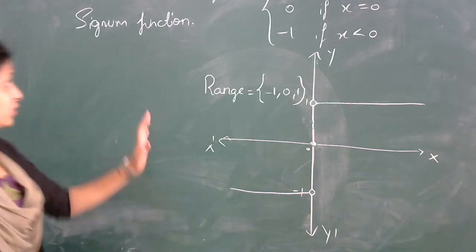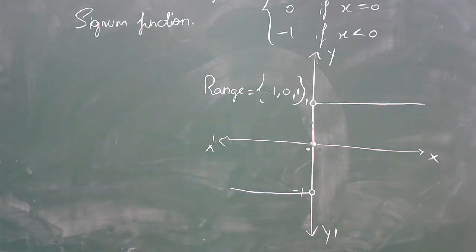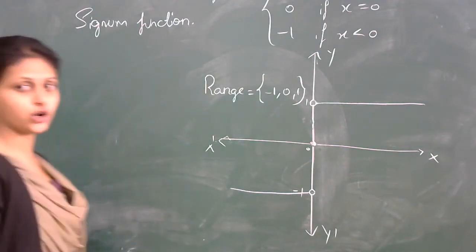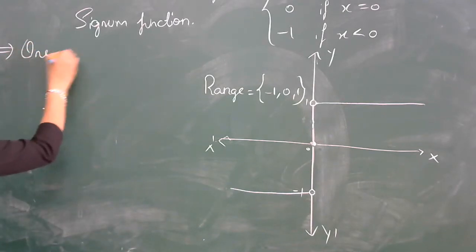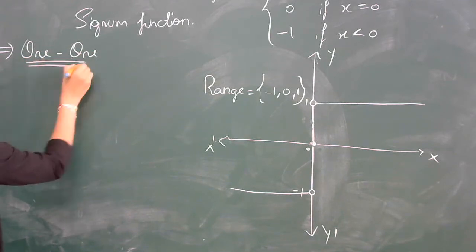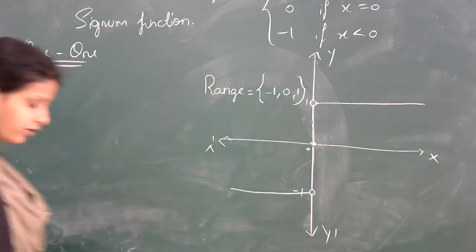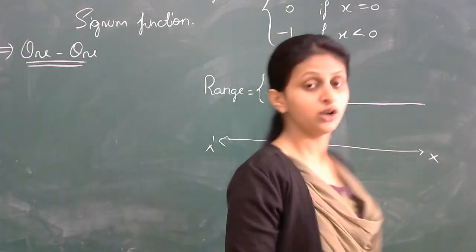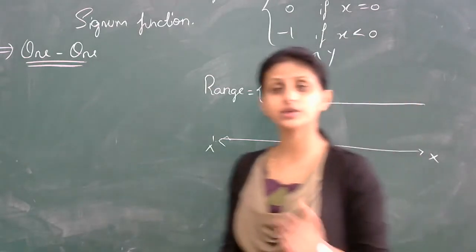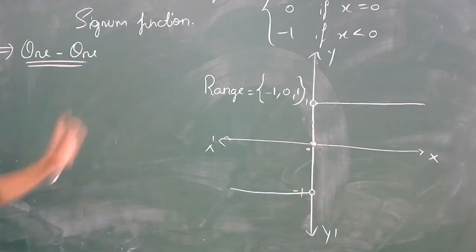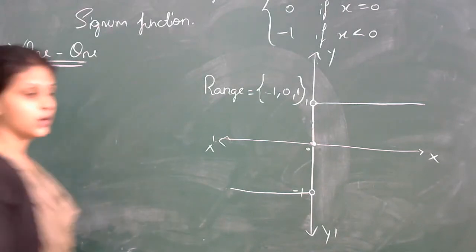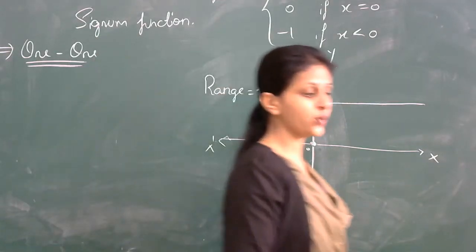Okay. Now we have to check. We have to show that it is neither 1-1 nor onto. So let us see how it is not a 1-1 function. Can you give me the reason, students? Now we already saw one example to show how it is not 1-1 or how it is not onto. Can you tell me why the signal function is not a 1-1 function?